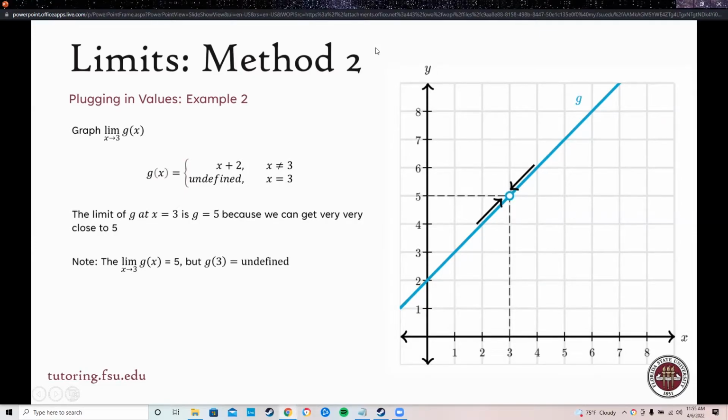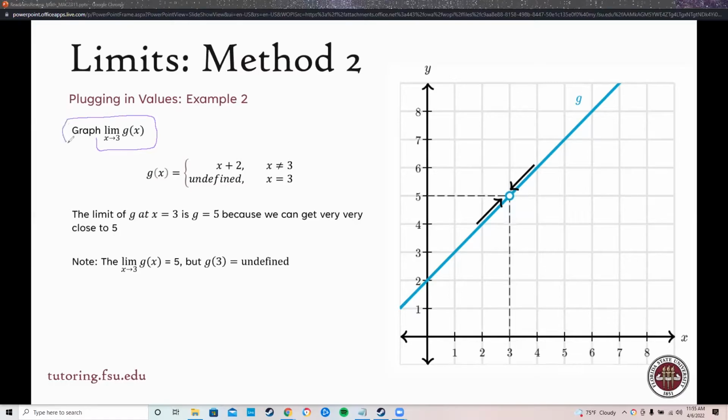Now let's look at a slightly more complicated question. We're looking at the limit as x approaches 3 for g of x. g of x is defined by this piecewise function right here. It tells us that g of x is x plus 2 everywhere where x does not equal 3. So basically, it's the same linear graph boosted up 2, except that at x equals 3, we have an undefined value, meaning we have a hole.